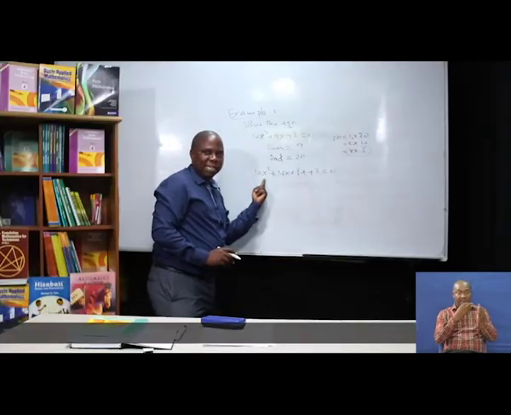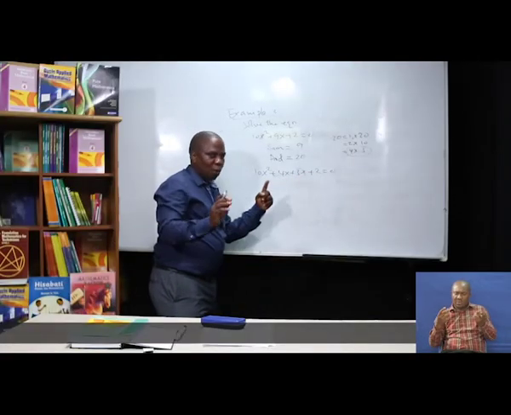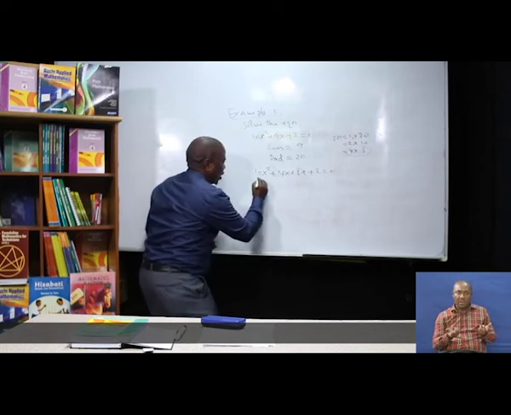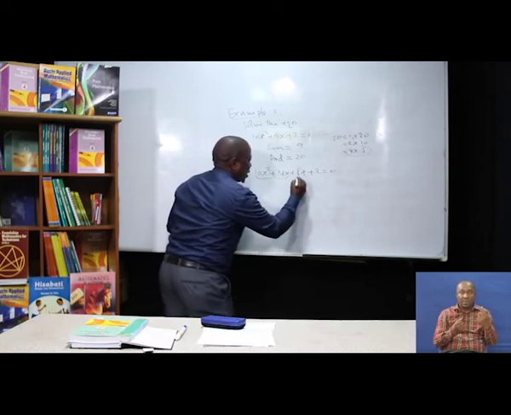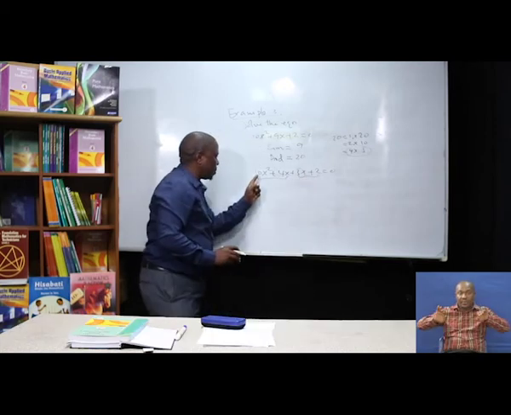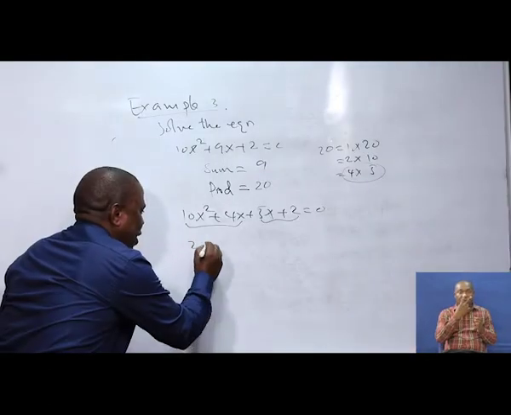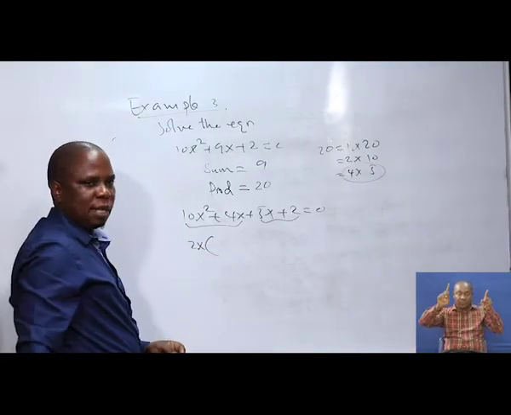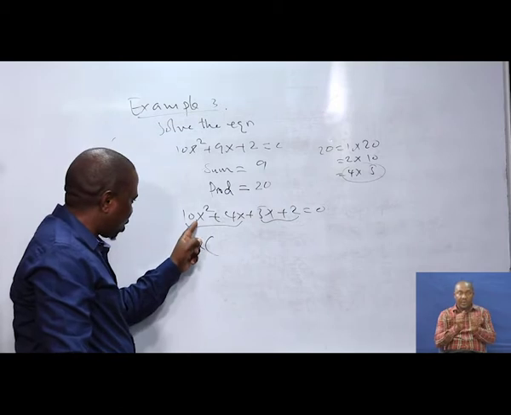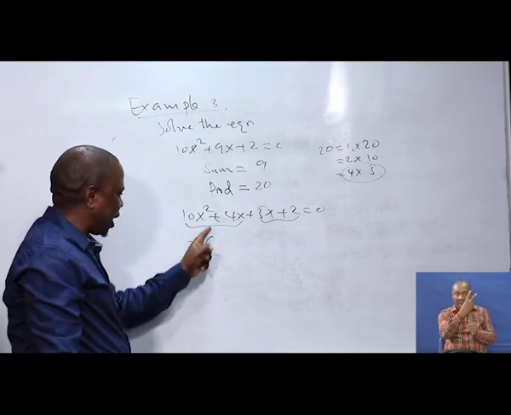What is common between 10x squared and the 4x? Look what is common and take it out. Factorize 2. You group them. We have this and this. You have this and this. What is common between 10 and this one? 2 is common. X is common. Take it out. If you take 2x out, what will remain with it here? 10x squared divided by 2x.